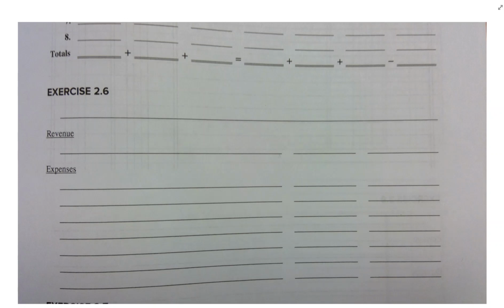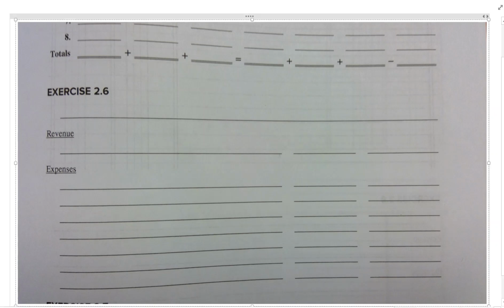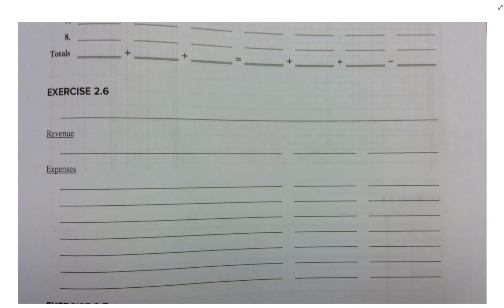Exercise 2.6, we're going to do kind of a pretend income statement as we're getting accustomed to the reports that we will be completing at the end of our financial periods. So what we need to figure out is what was the amount of loss or income for this month of July.